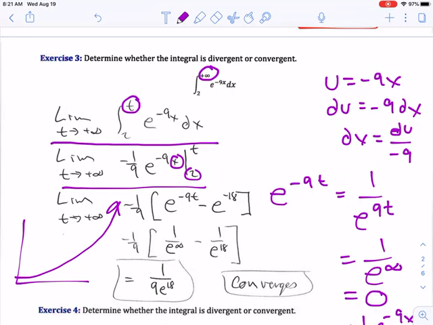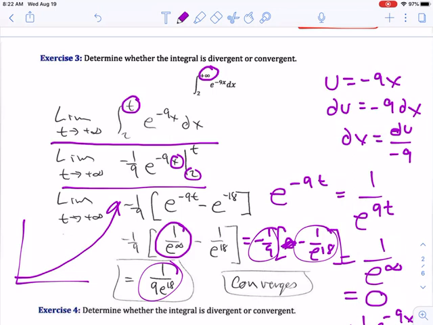So this term right here is approaching 0. So what we have is negative 1/9 times 0 minus negative 1/9 times 1 over e to the 18. So this is 0, so we just multiply these together to get our answer. That is our limit. The limit is 1 over 9e to the 18. And because that is a number and not infinity, it converges.